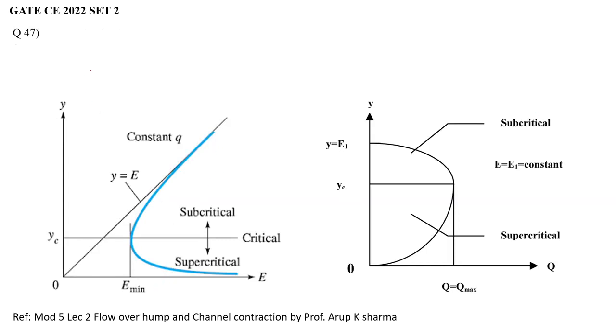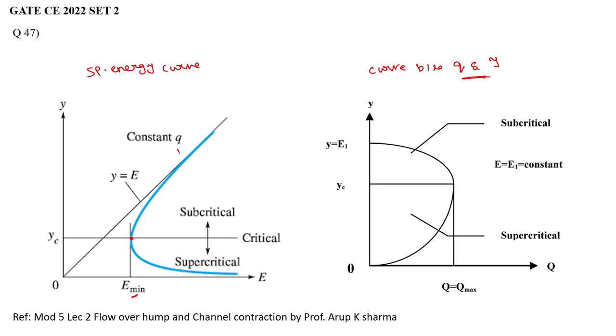I think I have shown you this. This is a specific energy curve, and this is a graph between discharge and depth. As all of you know, this is a specific energy curve, and this is the minimum specific energy required for the flow to take place. This curve has two sections, one subcritical and one supercritical.